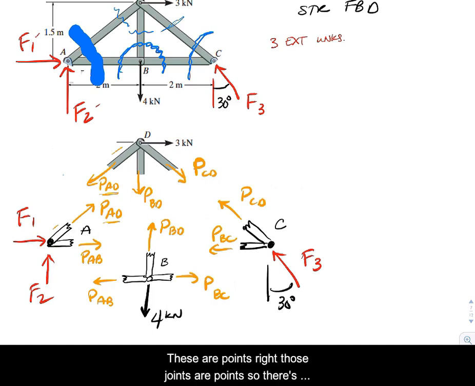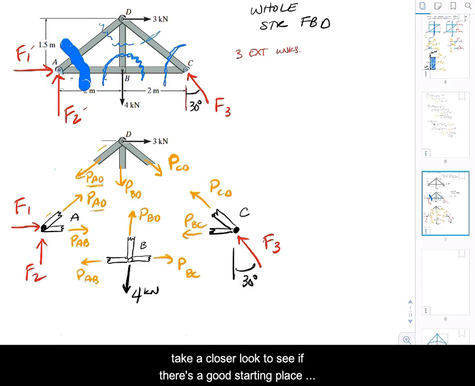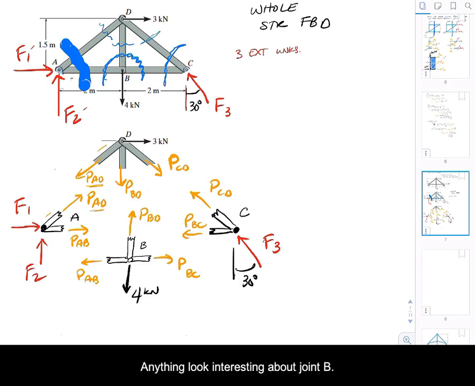Now these are points, right? Those joints are points, so there's only 2 equations of equilibrium at any free body diagram at any point in space. So let's take a closer look to see if there's a good starting place here where we could begin our analysis. Is there a joint that looks more favorable? Although they have 3 unknowns, so we're not going to be able to solve for all of them. Take a look at joint B. Anything look interesting about joint B?